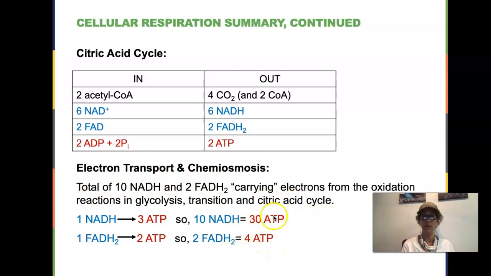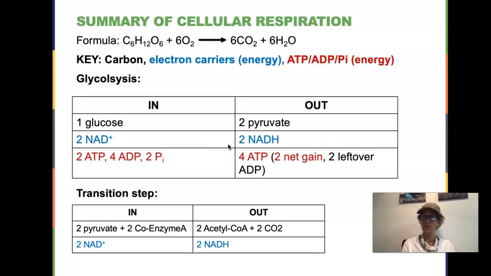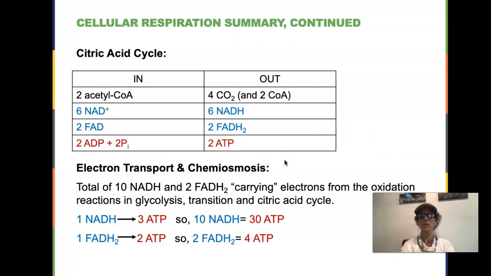34 ATP. 2 more from the citric acid cycle gets us up to 36. 2 more from glycolysis gets us all the way up to 38. So we can get a total of 38 ATP for one single glucose molecule. That is a pretty darn good energy yield. Glucose only has 24 atoms.